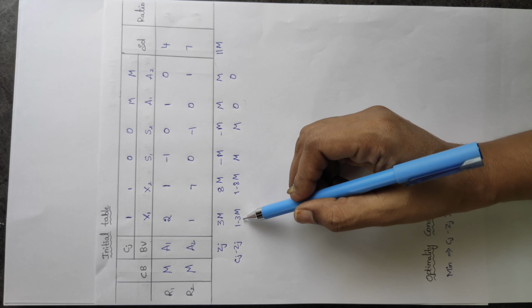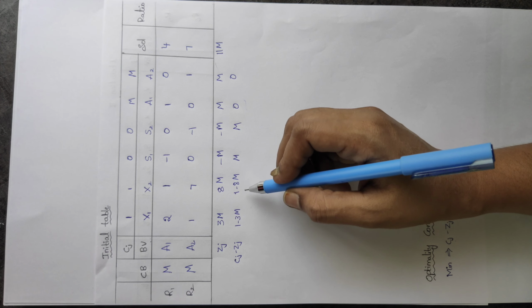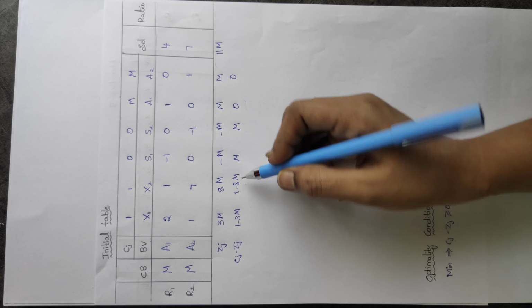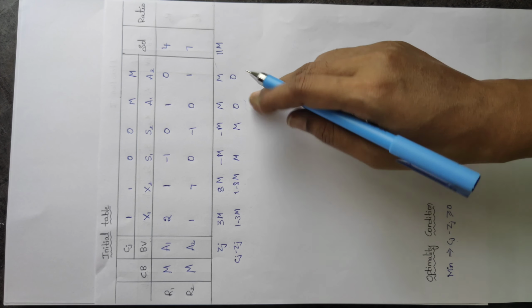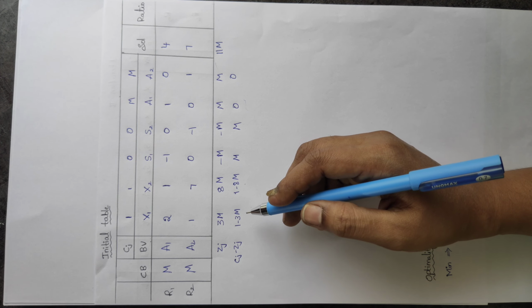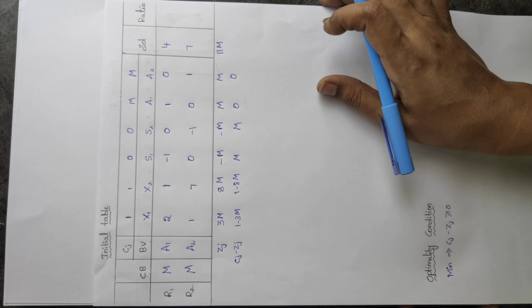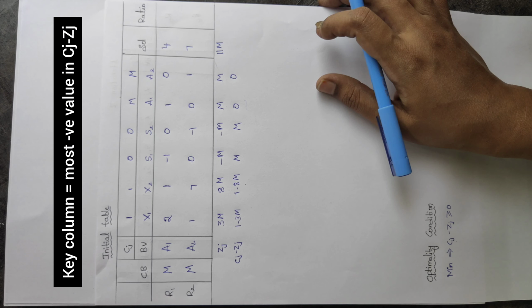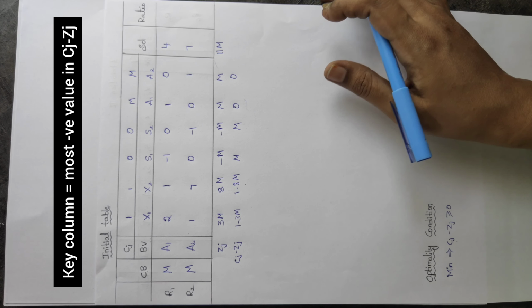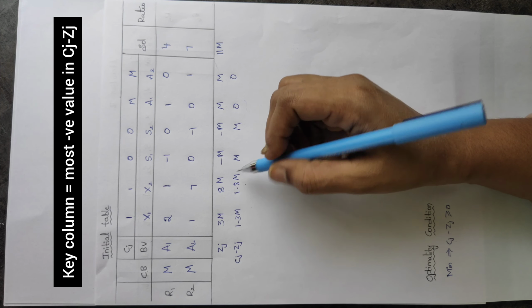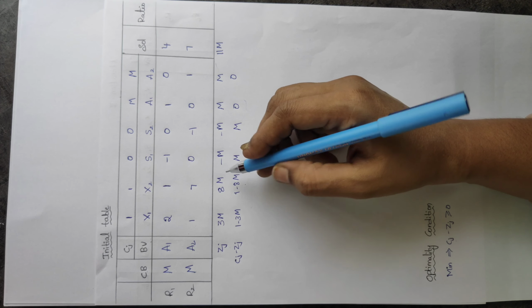See here, we have two negative values, 1 minus 3m and 1 minus 8m, so the condition is not satisfied. So we have to form the next iteration table. For that, we need to find the key element. First we need to find the key column. For finding the key column, we find the most negative value in Cj minus Zj. Of both values, the most negative is 1 minus 8m.